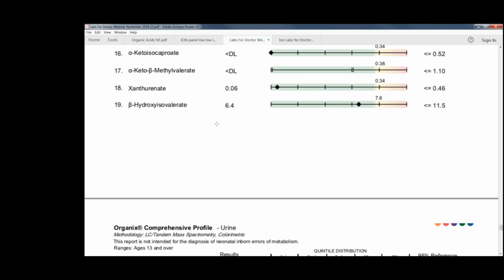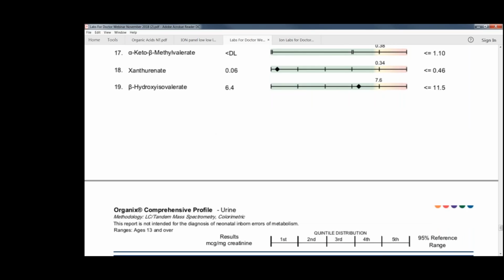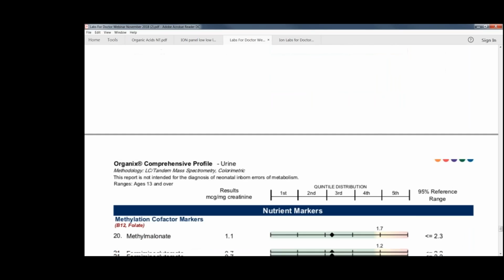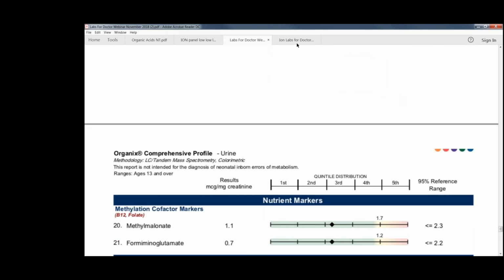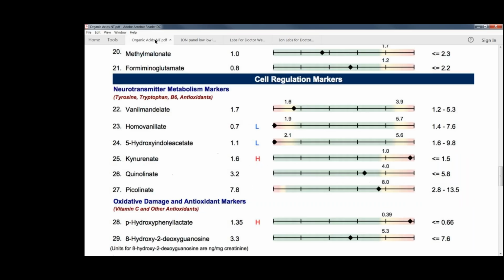Now, the question then comes: what does it mean when the kynurenate levels are high? Let me pull up another example. I think I have one right here. There we go. Oh, look at me. I had it all ready for you. Look at that. I'm not usually this organized.